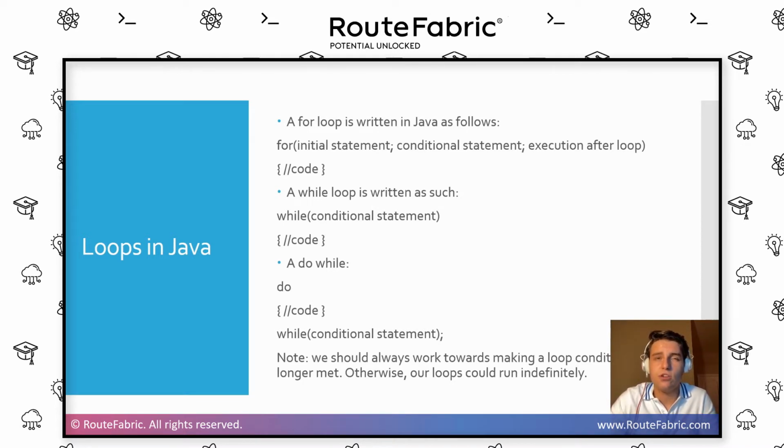So we need to make sure that when we're writing a do while loop or a while loop or even a for loop, that we will eventually break the conditional statement and we will get out of the loop. And this is ideally the way you want to get out of loops. There are other ways to get out of loops.